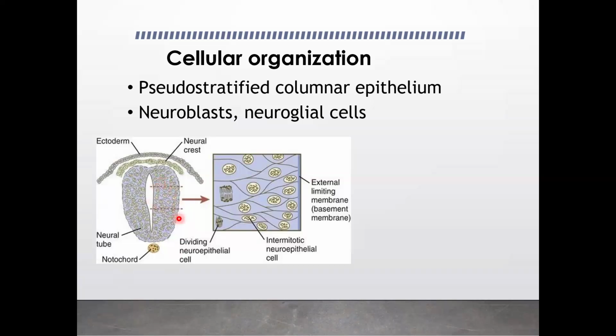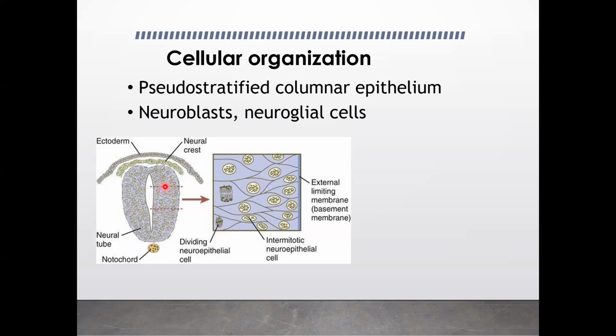These cells make an epithelium known as neuroepithelium. This neuroepithelium is pseudostratified columnar epithelium. These cells will differentiate to neuroblasts and neuroglial cells. Maybe I can pose a question to us. What are some of the neuroglial cells that you know that are found in the central nervous system?